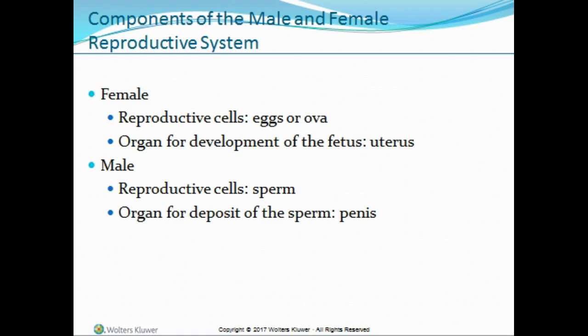Components of the male and female reproductive system. This is an anatomy and physiology review. Everyone should have a grasp of the reproductive system in both the male and the female. In the female, the reproductive cells are the eggs or the ova. The organ for development of the fetus is the uterus. And in the male, the reproductive cells are the sperm, and the organ for the deposit of sperm is the penis.